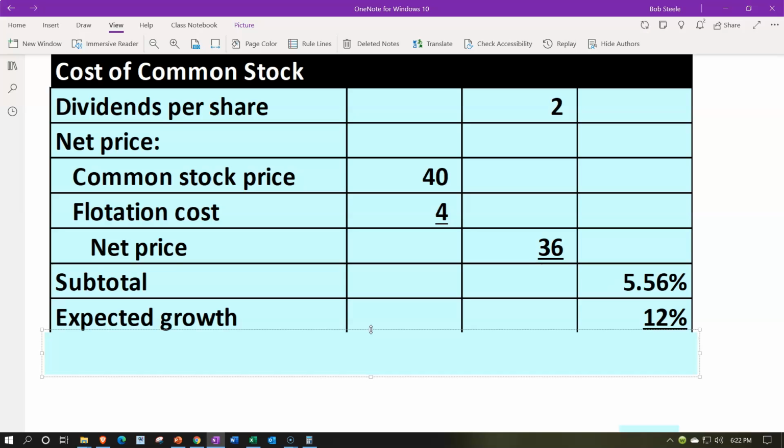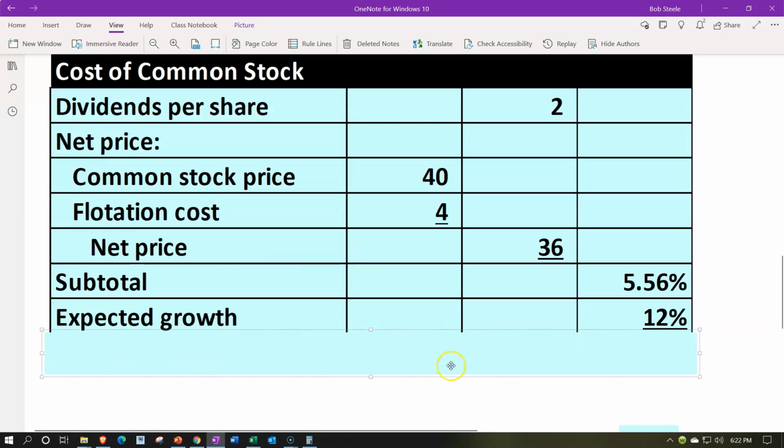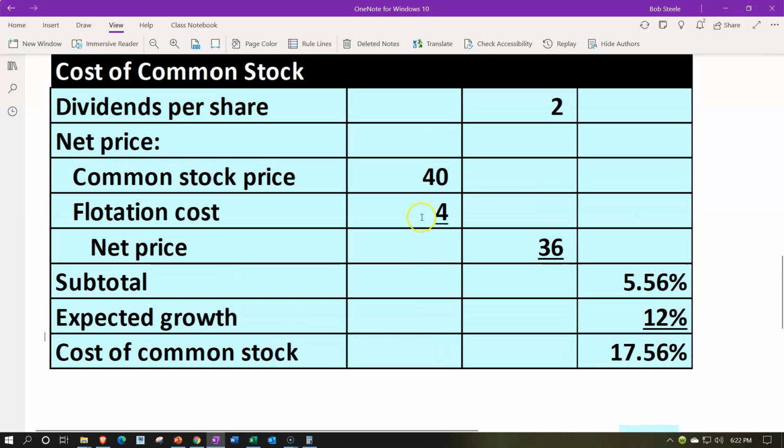Then we're back to basically the same area. We're going to take that 5.56 and add the growth rate, which we're saying is the 12%. And that gets us up to 17.56. So once again, it's a similar kind of formula. We just have to take into consideration the flotation cost. Note that that is a one-time cost. Therefore, we're basically thinking that what we have received, even though we're selling for $40, is the net sales price, which means we're getting the 36 in essence after that one-time cost. Then we compare that to our dividends and move forward in the same fashion as we did with the prior one.